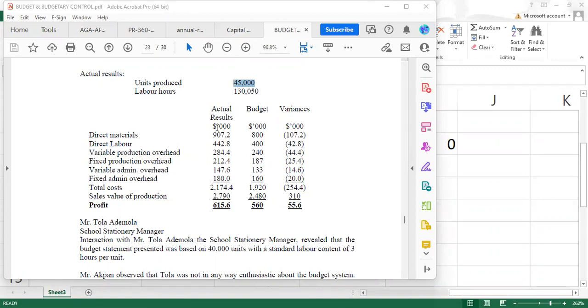Okay. For labor, what are we going to use? Are we going to use unit level or labor hours? Labor hours. We are going to use labor hours because labor cost is driven by labor hours. So what was the labor hour we budgeted for? 120,000. How much did we use? 130,050. So what should have been the cost for that? There should have been more. And now, how much should that be?